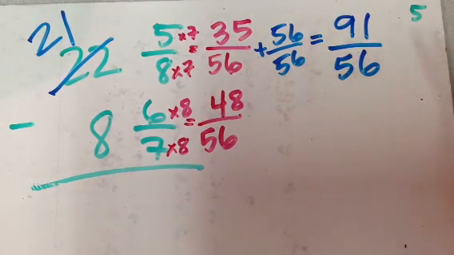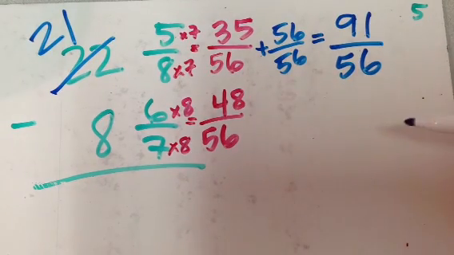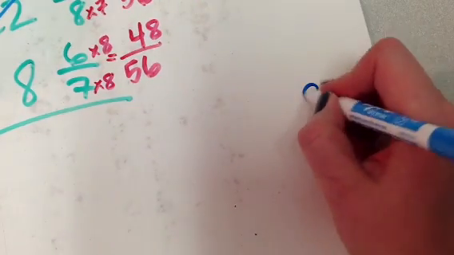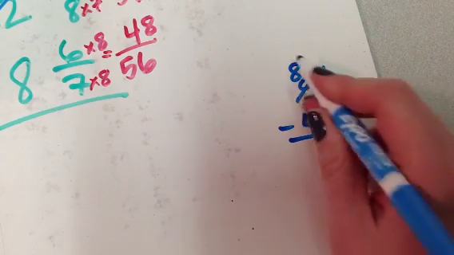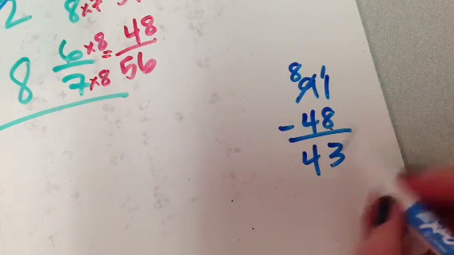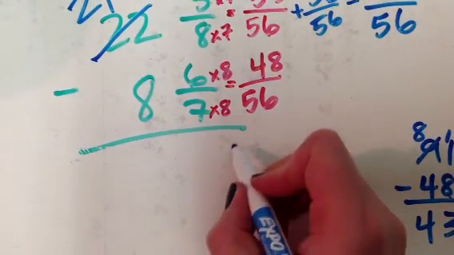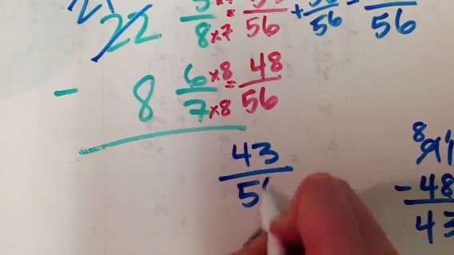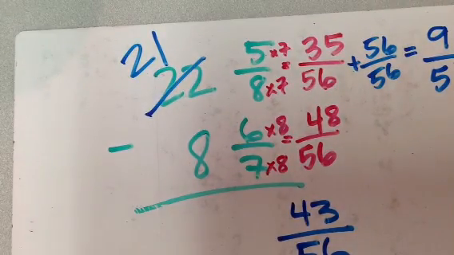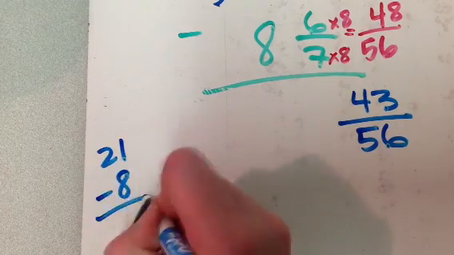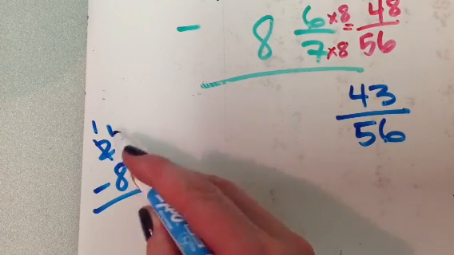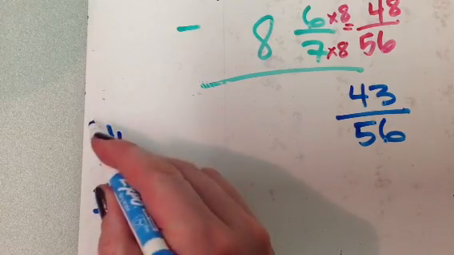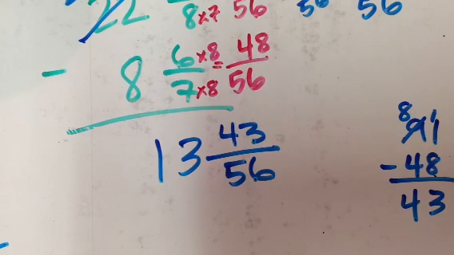Is 91 larger than 48? Absolutely, it totally is. So now I know that I can subtract. 91, I'm going to come over here and kind of do some subtraction over on the side because I can't do that in my head. See, I got to do some regular whole number borrowing, right? But I find that my answer is 43. Okay, I'm going to come back up here. 43, my bottom number stays as 56, and then I'm going to come over here and subtract my whole numbers, right? And again, I'm going to come off over to the side here because I could probably figure that out, but it's easier to do it this way. 11 minus 8, 8, 9, 10, 11 is 3, right? 1 minus 0 is 1, so my answer is 13 and 43 56ths.